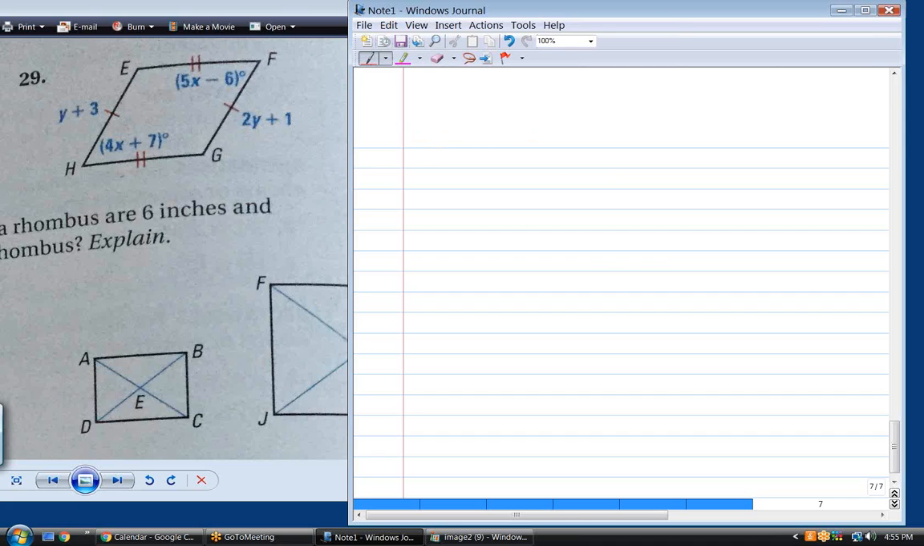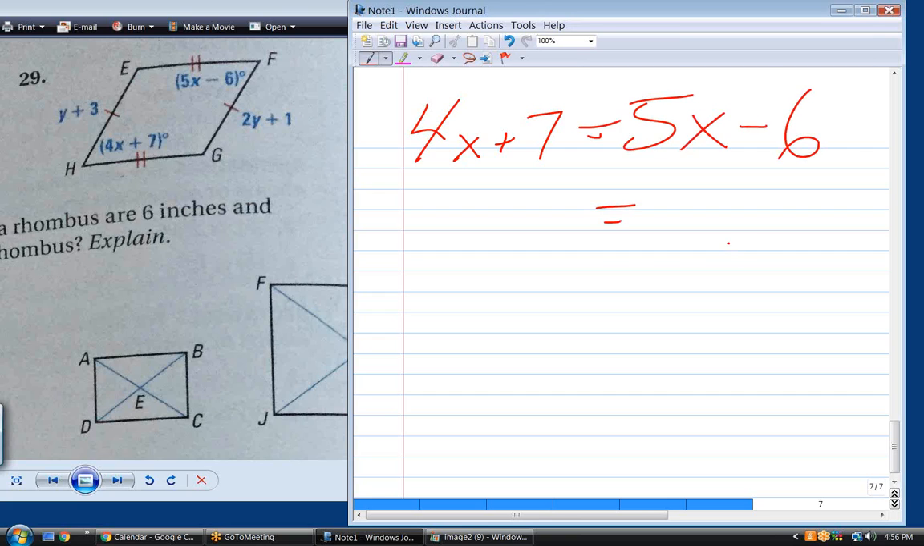Well, you could do 4x plus 7 is equal to 5x minus 6. Solve that real quick. So we have 1. X is equal to 1? Got to add 6. Okay, so x is, we have x and then also 13.